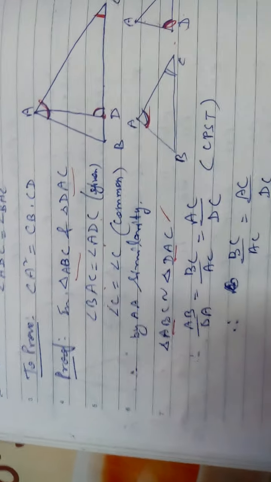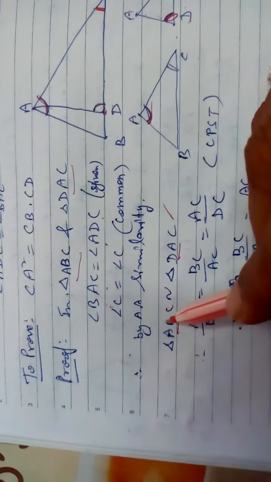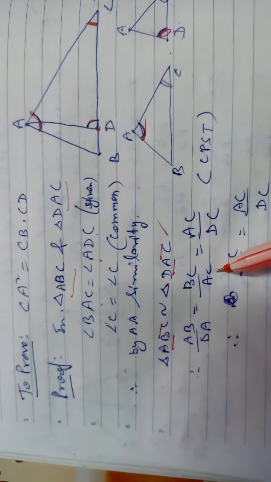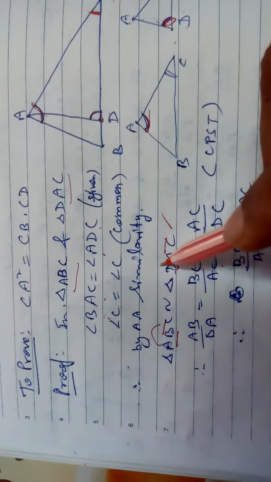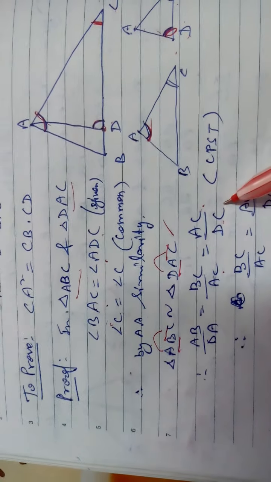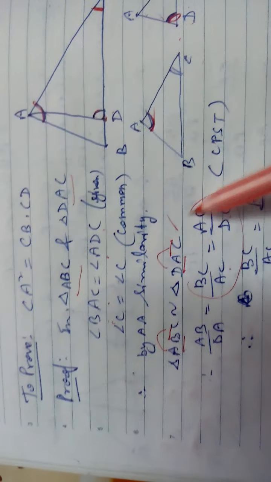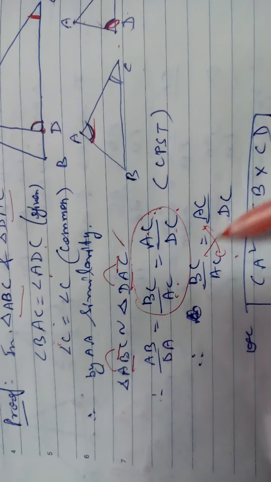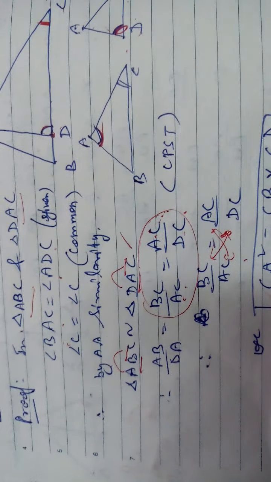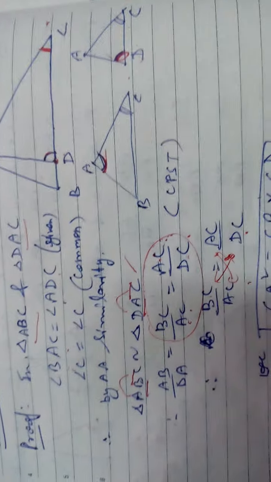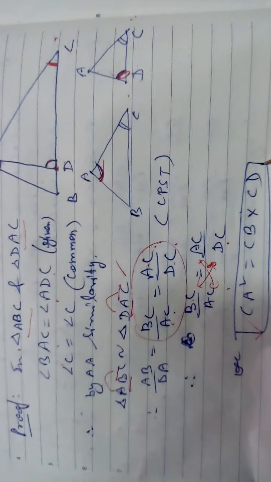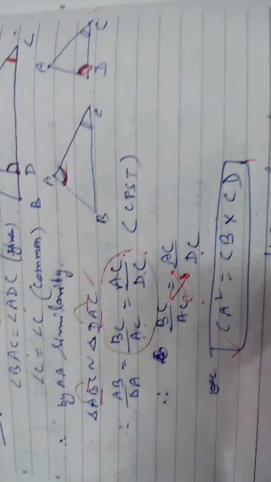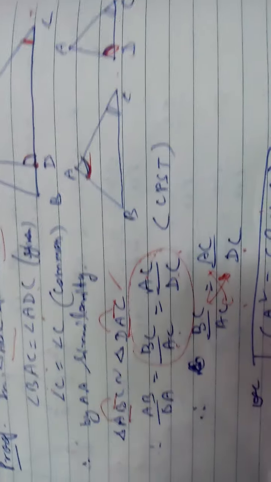Corresponding part you have written also. AB by DA. Last 2 upon last 2, BC by AC. First last upon first last, that is AC by DC. Now in two places you are getting AC and AC. So if you write this separately and cross multiply, AC into AC, AC square, BC into DC. And in the question it is started from C, so I have written CA square is equal to CB into CD. Hence proved.